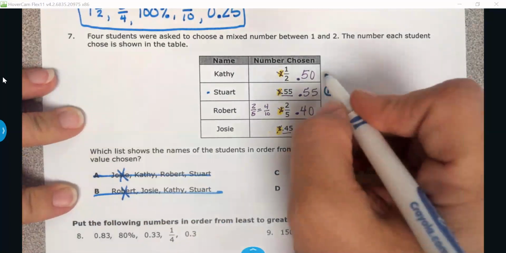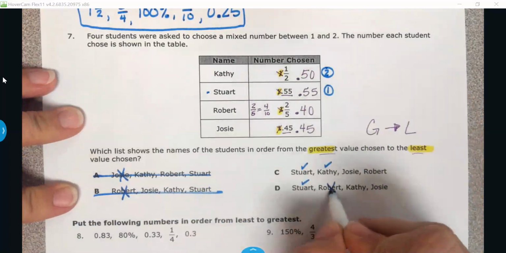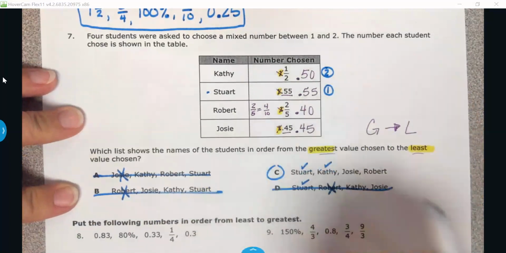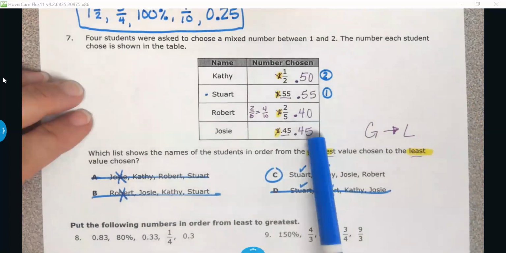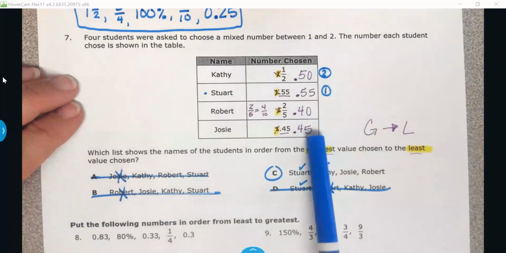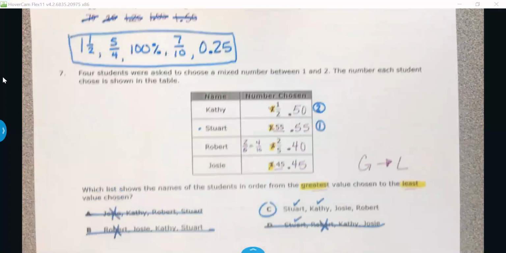Then would come Kathy. Not Kathy, I'm done. So you have to make sure, change everything to look the exact same way, and then you can compare and order them. So for the remainder of class, I want you to work on this.